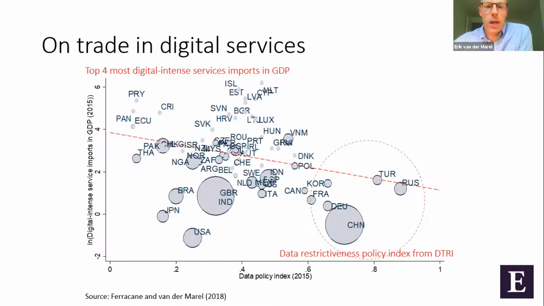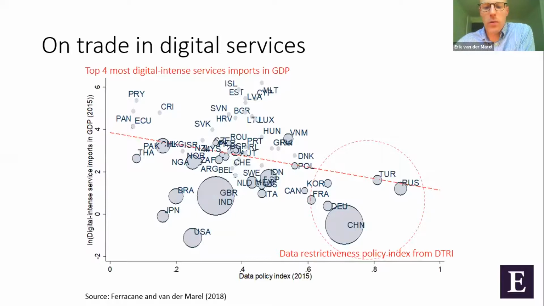If you plot these information points next to each other, you can see a map like this, where again countries like China, Turkey, and Russia are relatively more restricted regarding the cross-border flow of data. But these are also the countries that are trading a lot less in digital services. Now, there is some heterogeneity, so there is a lot of variation.